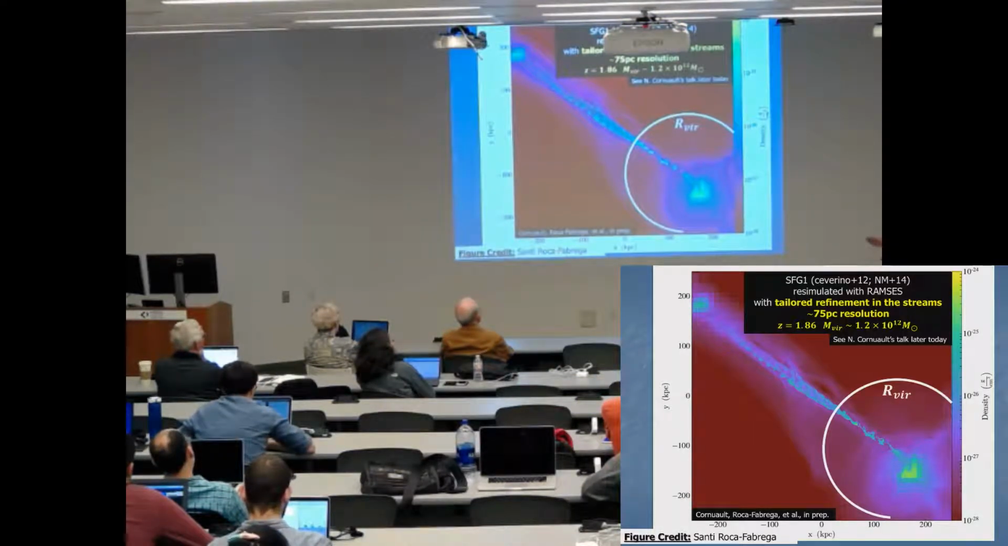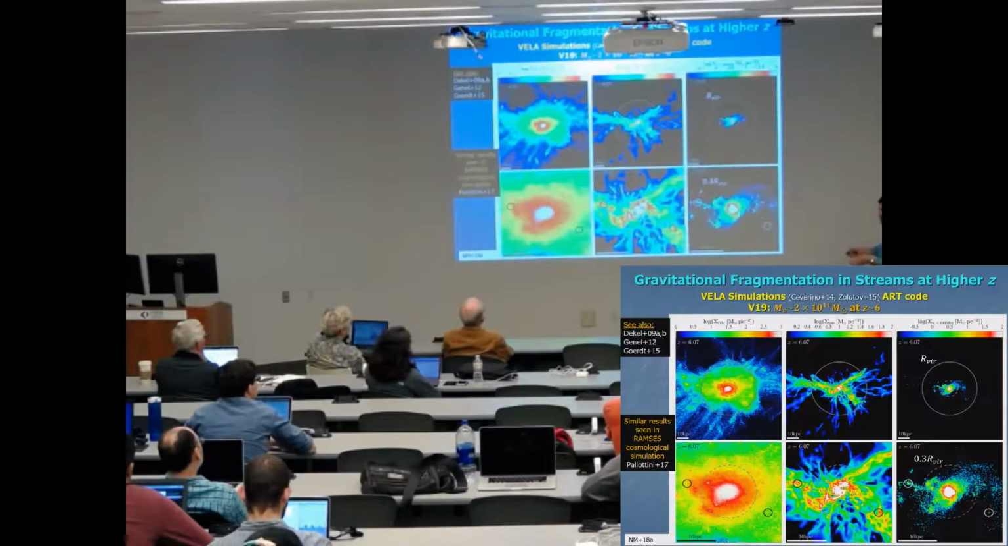Okay, and this is just an advertisement. We're going to hear more about this later today. This is a cosmological simulation with tailored refinement on the streams themselves, 75 parsec resolution all along the stream. And you can see here the Kelvin-Helmholtz instability beginning to develop until eventually, as you get down close to the center, the stream really does begin to fragment. So there is some merit to all of this analysis.